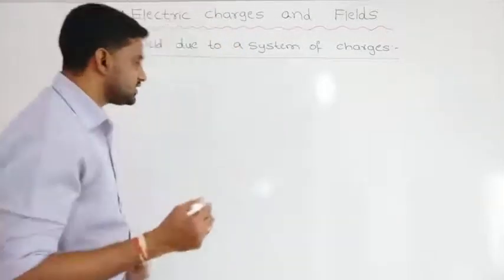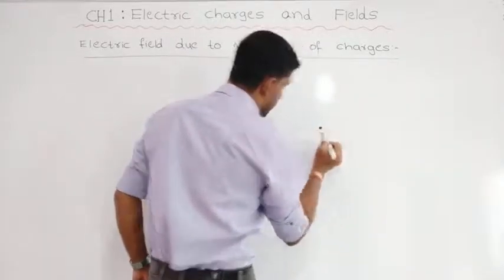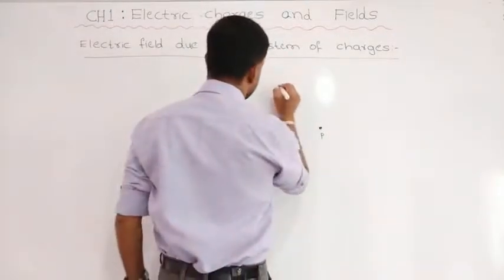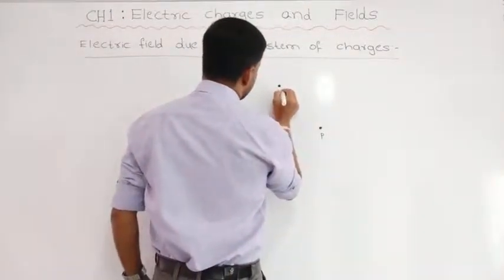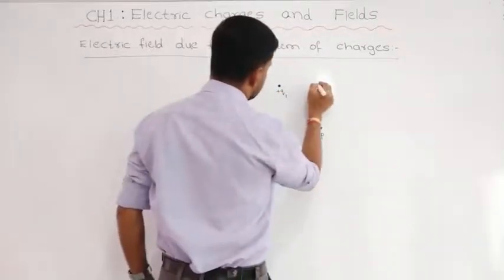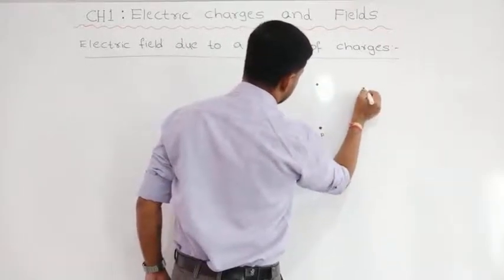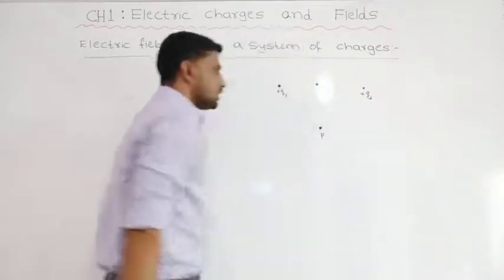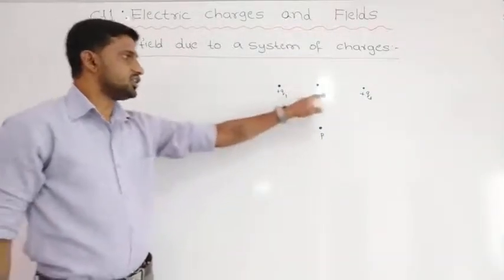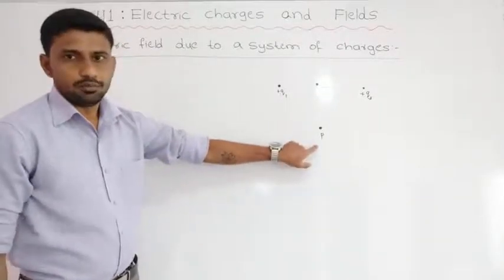See here, I am considering one point in space. That point is taken as point P. Here there is a system of three charges. The first charge I am taking as Q1, the second charge as Q2, and the third charge as Q3. All the charges are positive charges, and all three charges are separated by some distance from point P.